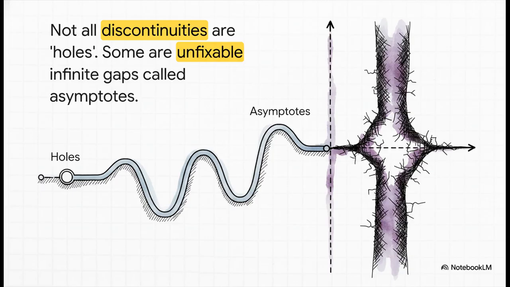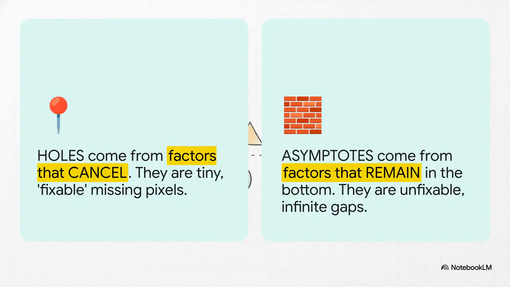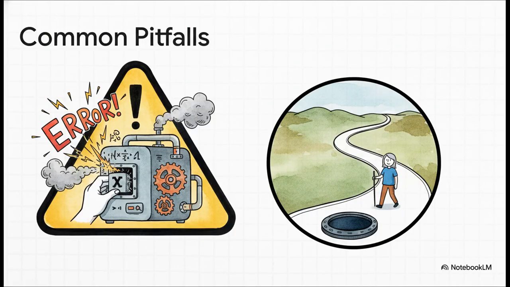So we're getting pretty good at spotting these holes, but it's really important to remember that not all gaps you see in a graph are these nice, neat, fixable points. Let's take a quick look at another kind of gap so we know how to tell the difference. And the difference is actually pretty simple, but it's absolutely crucial. So you've got holes. Those come from the factors on the bottom that you can cancel out. They're little fixable missing pixels. Then you've got asymptotes. These come from factors on the bottom that you can't cancel. They stick around and create these huge, unfixable, infinite gaps. Remember those walls we talked about? That's them.